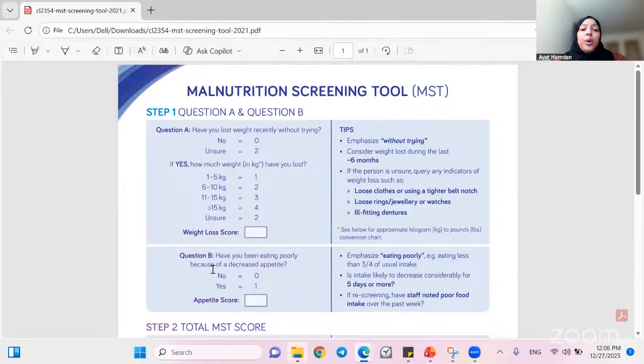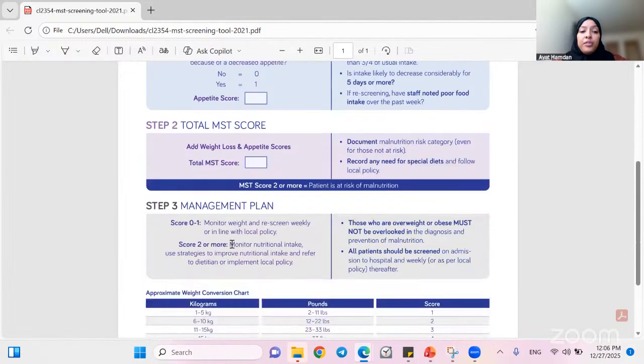And the points are based on how many kilograms the patient lost. So if he lost like 1 to 5 kilograms, this is 1 point, 6 to 10 kilograms, or he's not sure, those are 2 points. 11 to 15 are 3 points, and anything above 15 is 4 points. The other question is, have you been eating poorly because of decreased appetite? Yes is 1 point, no is 0 point. Anything that is scored 2 or more means this is a positive screening, and we need to dig a little bit more about the nutritional status of this patient.